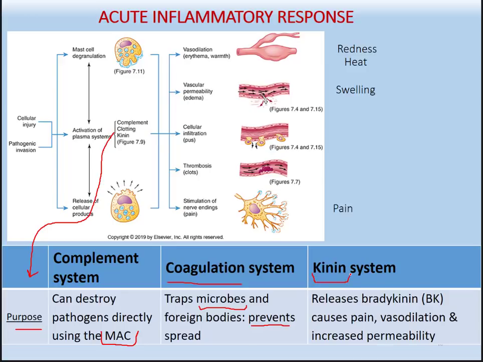And then the activation of the kinin system, this involves bradykinin as one of the final products, and bradykinin working with prostaglandins will lead to the pain that we feel because of the stimulation of the nerve endings. But the kinin system is also involved in vasodilation as well as increased capillary permeability, as we've spoken about many times already.